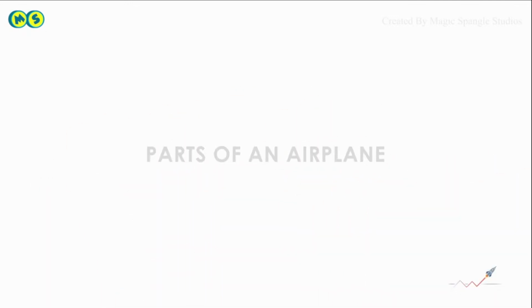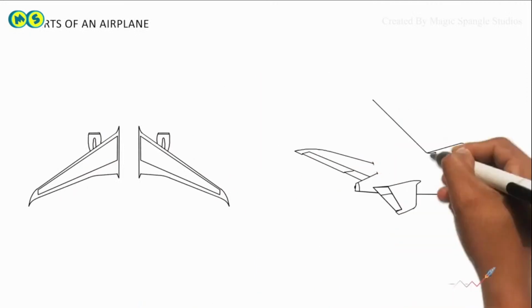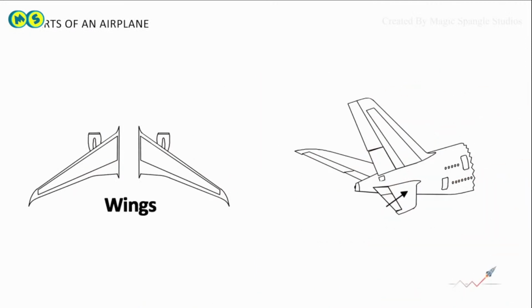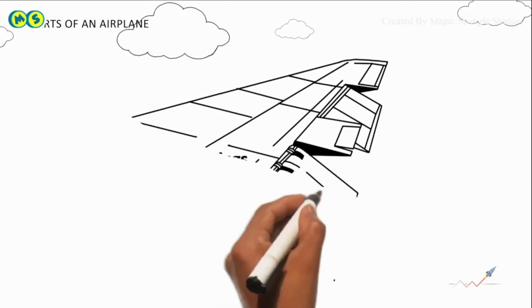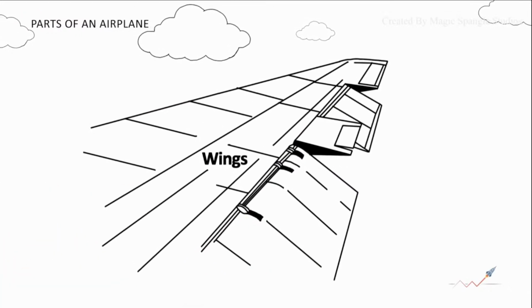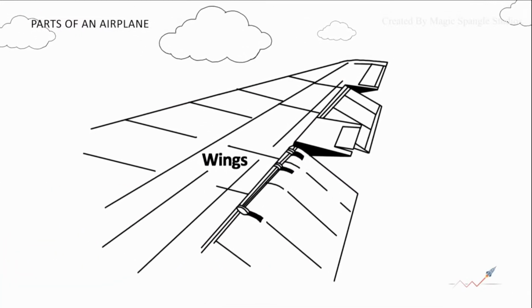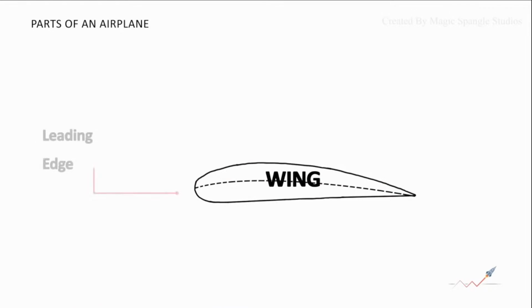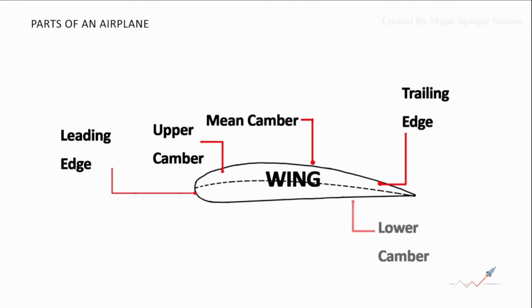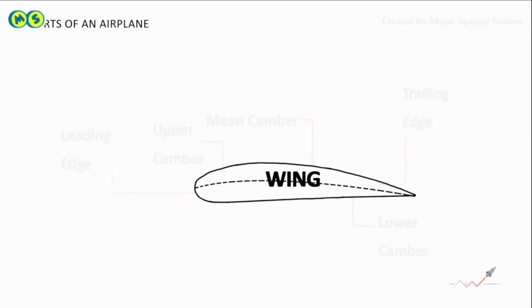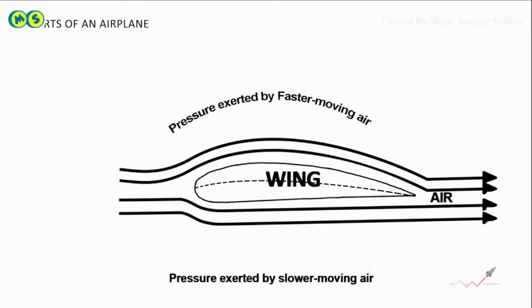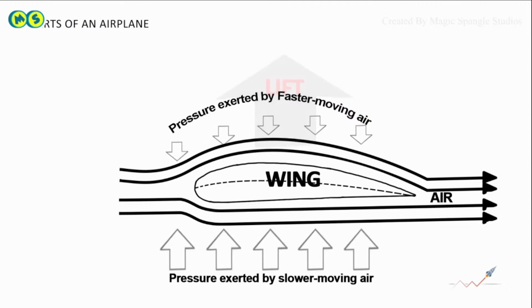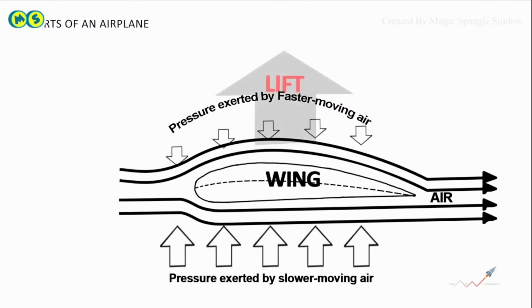Parts of an airplane. The basic parts of an airplane are 1. Wings, 2. Horizontal stabilizer, and 3. Vertical stabilizer. The wing is the most important part of an airplane, since it produces lift that allows a plane to fly. A wing produces lift because of its slightly inclined and special shape, which is called an airfoil. This special shape is designed to deflect the air at the bottom of the wing, due to more air strikes at the bottom and less air at the top of the wing.